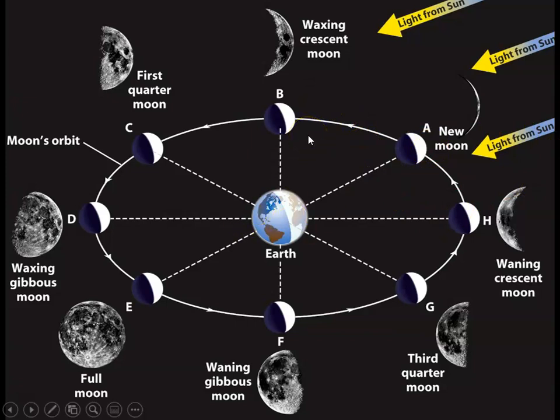Our moon orbits around Earth. It completes an orbit around Earth approximately once per month. That's where we get the word month. So our moon orbits around Earth about once a month. So as that happens, we see the moon from different angles.